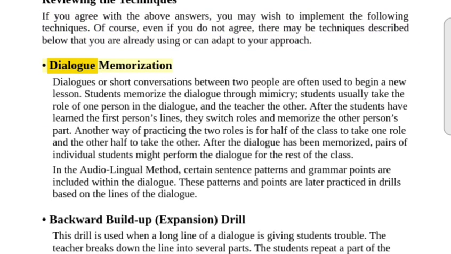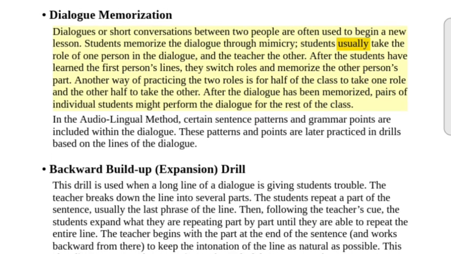Dialogue memorization. Dialogues or short conversations between two people are often used to begin a new lesson. Students memorize the dialogue through mimicry. Students usually take the role of one person in the dialogue, and the teacher the other. After the students have learned the first person's lines, they switch roles and memorize the other person's part. Another way of practicing the two roles is for half of the class to take one role and the other half to take the other.